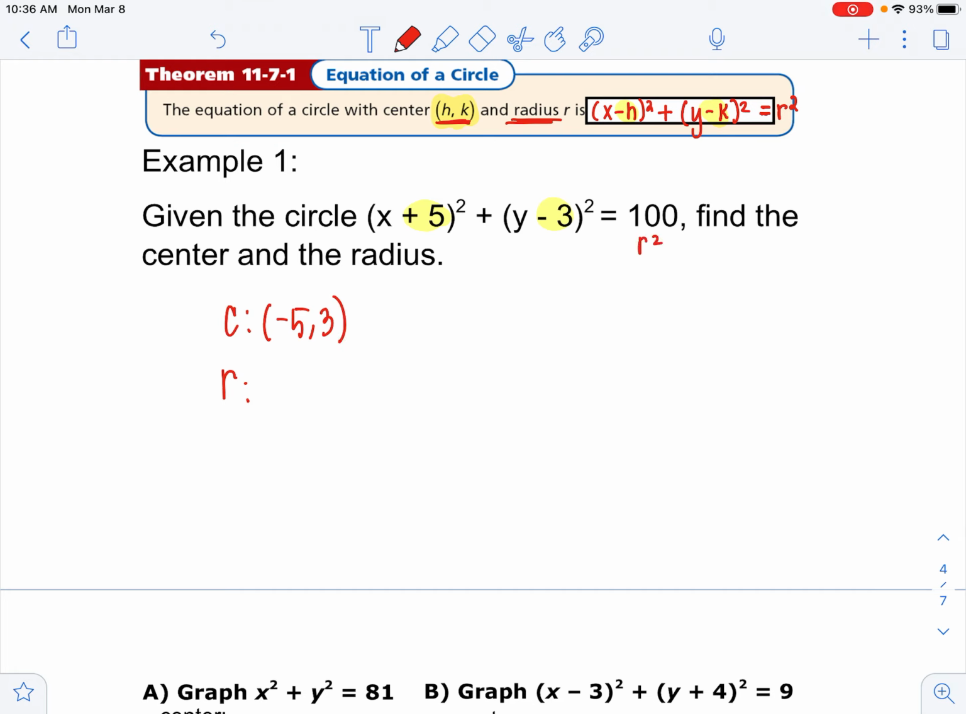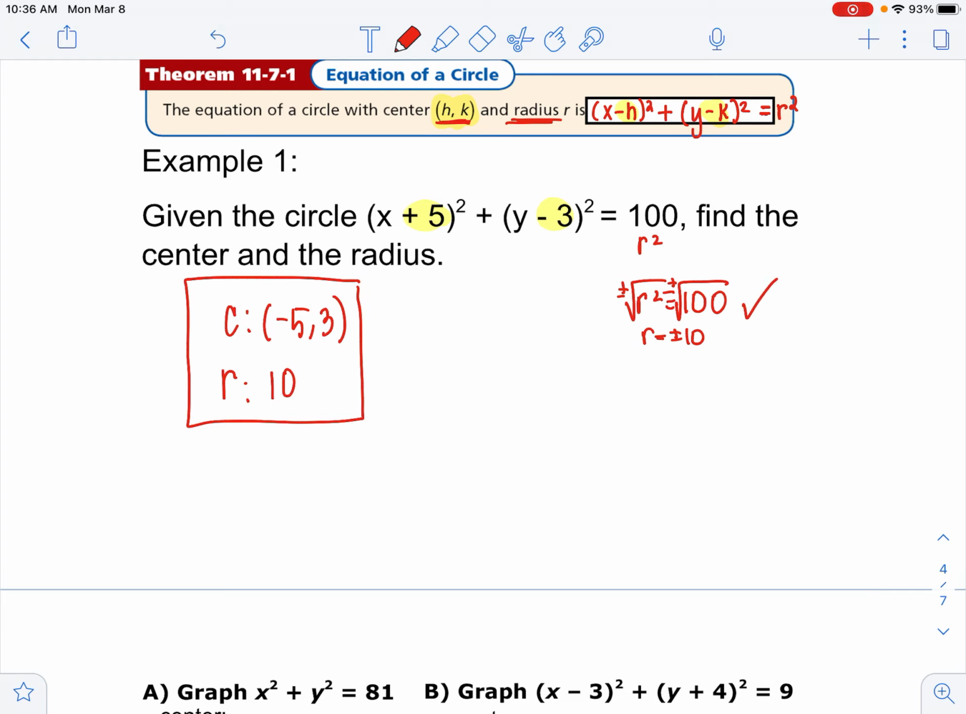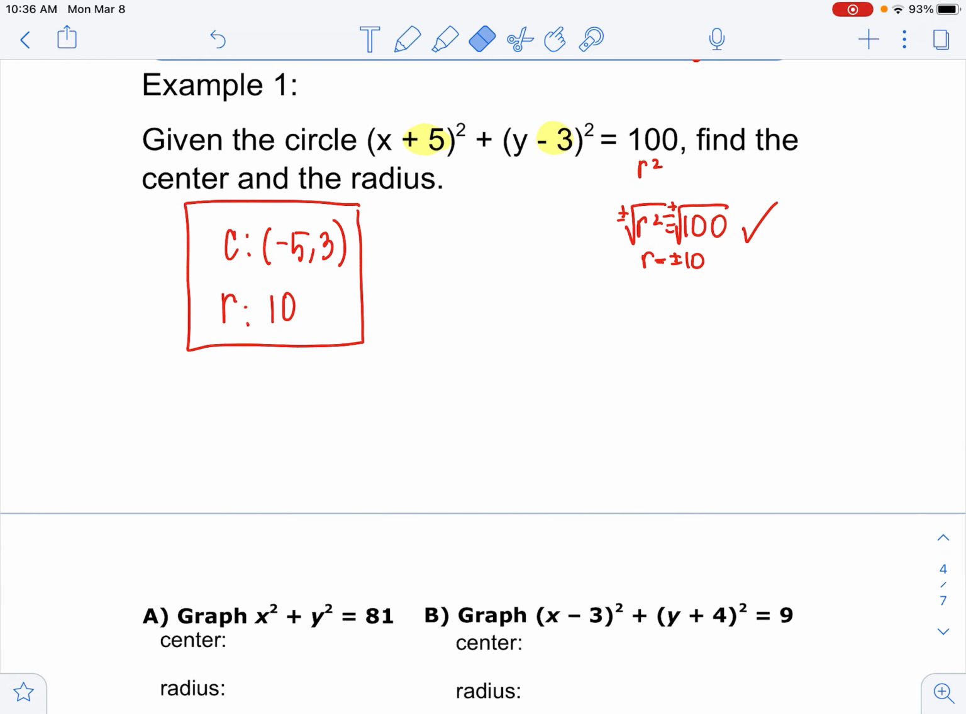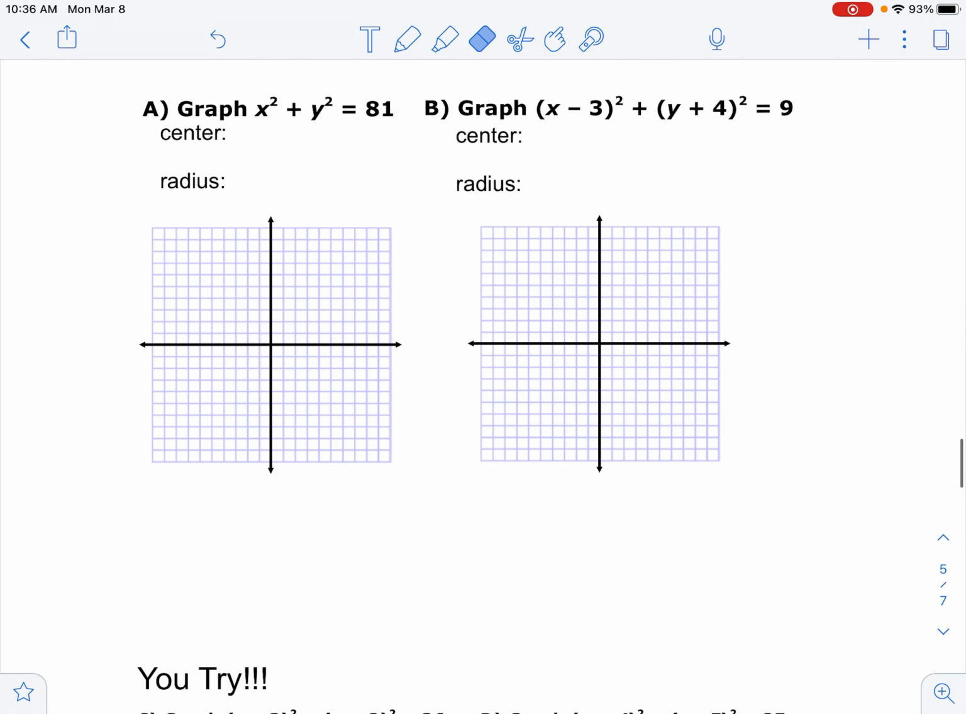This is r squared. So r squared is 100. Square root, plus or minus. I get r is plus or minus 10, but the radius is always positive. It's a length of a segment, so it's 10. Do you have to show this work right here? No. Okay? You don't have to. I just don't want to put the answer down and only the answer and then have people be like, what did the 10 come from?